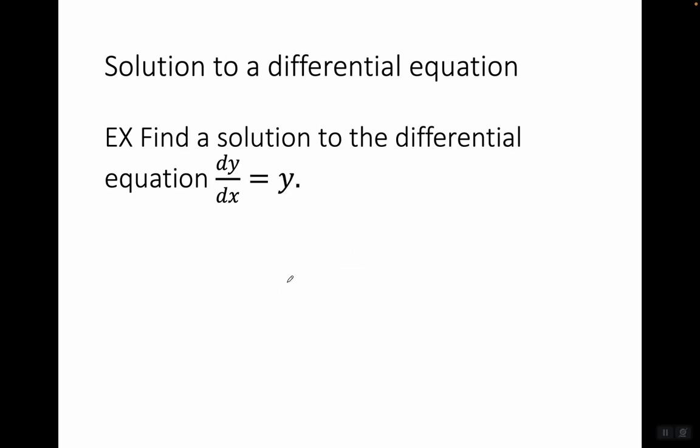This one's a little trickier. Find a solution to the differential equation dy/dx equals y. Again, think about what this means. We have a function y, and when we take the derivative of that function y, we just get y back. Can you think of a function that's its own derivative? You take the derivative of the function, and you get the same function back. How about e to the x? e to the x is its own derivative. The derivative dy/dx is simply e to the x.